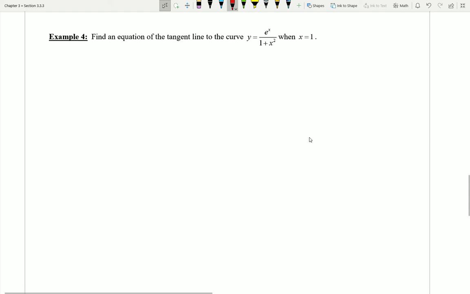Well, to end this section, let's go ahead and talk about example number 4. I want to find now the equation of a tangent line to a curve defined by y equals e to the x over 1 plus x squared. And I want to find that tangent line at x equals 1.